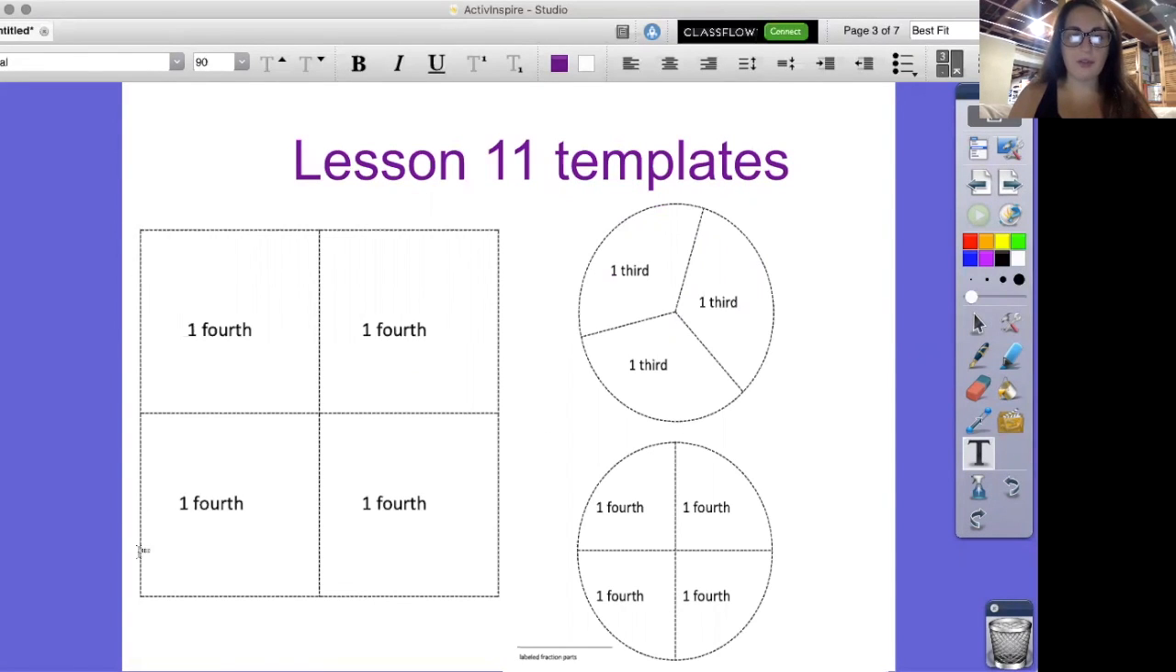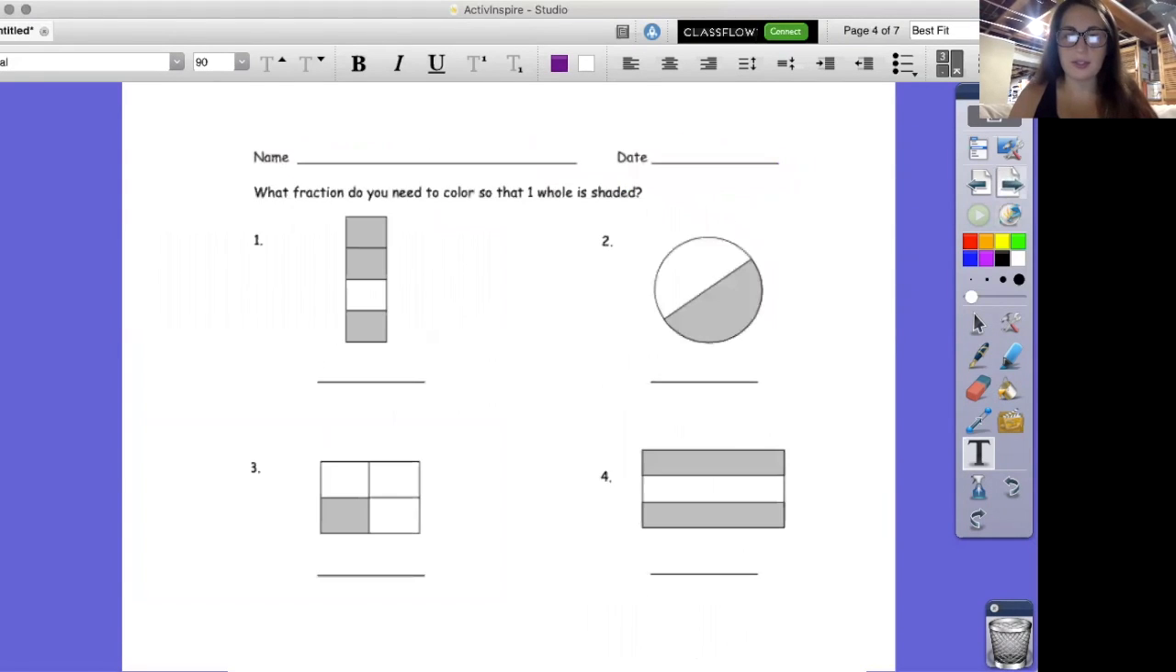I have a square and we have that cut into fourths. So I have 1/4 over here, 2/4, 3/4, 4/4 to make our full square. We have two more circles as our templates. So I have one circle up top cut into thirds. So I have 1/3, 2/3, and 3/3. And then I have a circle down here cut into fourths. So we're going to need to use these templates to help us answer our next questions.